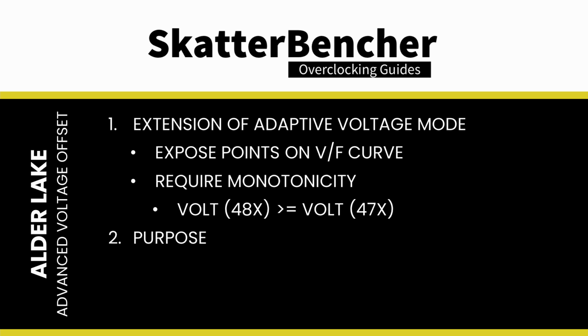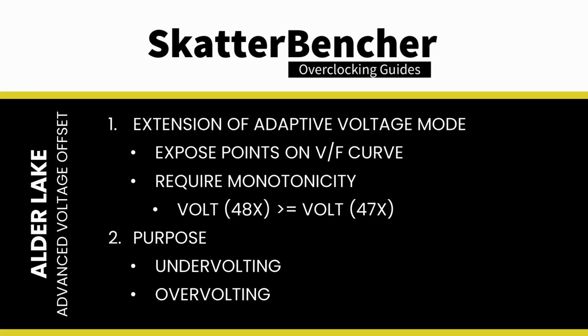The main purpose of the advanced voltage offset is to provide end users with the ability to undervolt their CPUs at specific parts of the VF curve. In addition to undervolting, this feature also allows overvolting. This is particularly useful when manual overclocking and when you are trying to increase the maximum frequency.